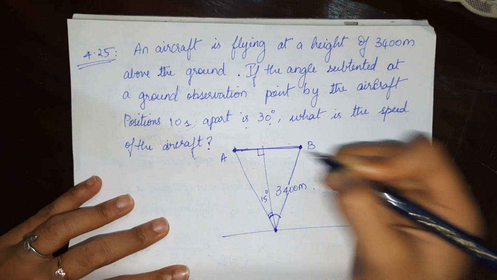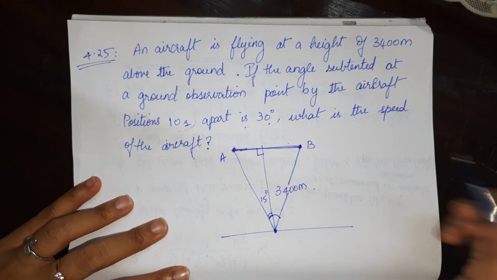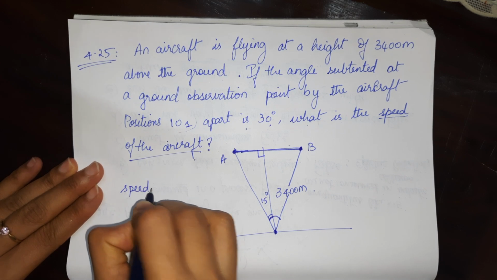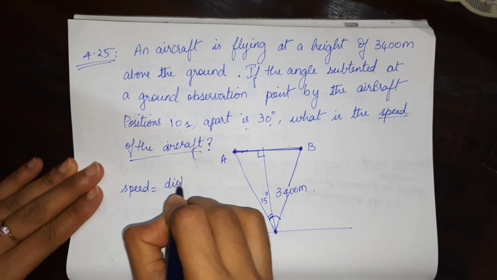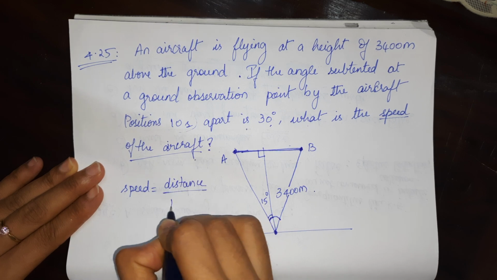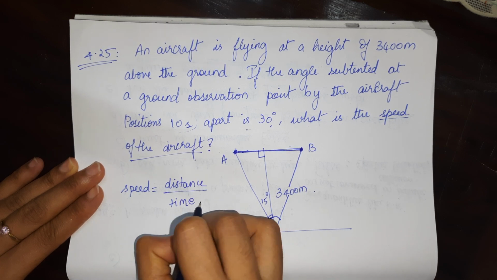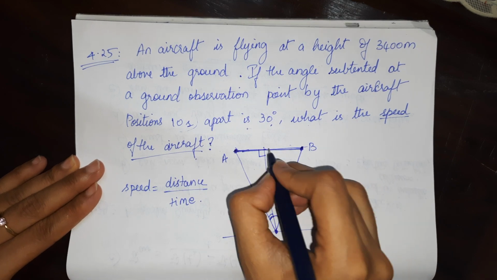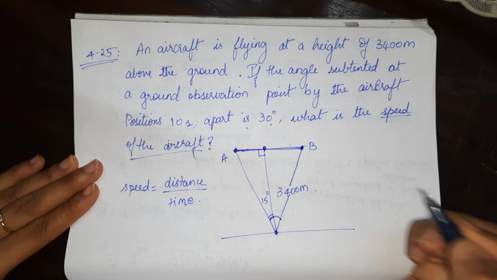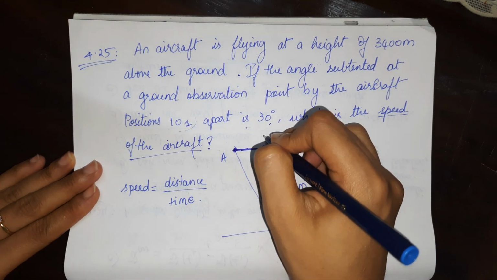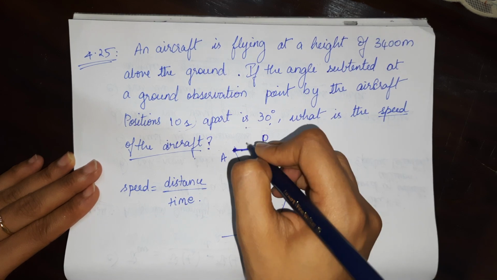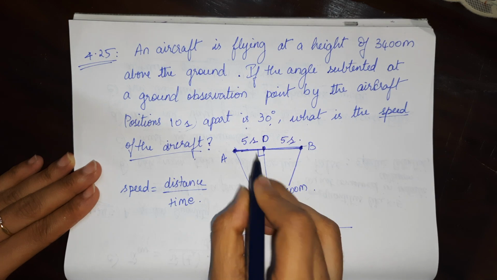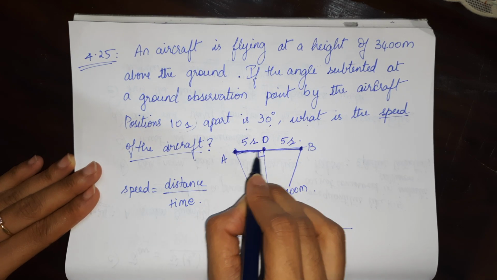Now they are asking us to find the speed of the aircraft. To find speed, what do we need? We need the distance travelled by the time taken. You know very well the time taken to cover A to B. If it is 10 seconds, then what will be the time taken to cover half of the distance? Let us say that this is O. The time taken to cover A to O will be 5 seconds, and we can easily calculate this length.